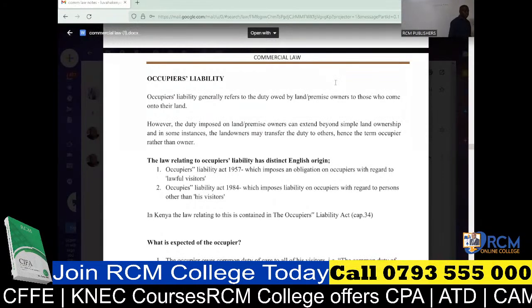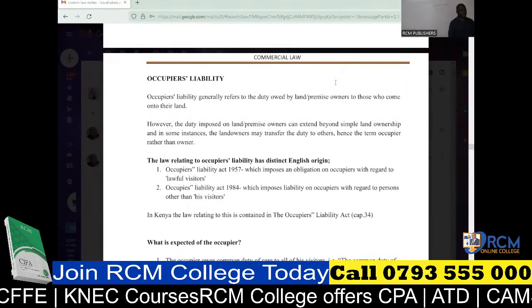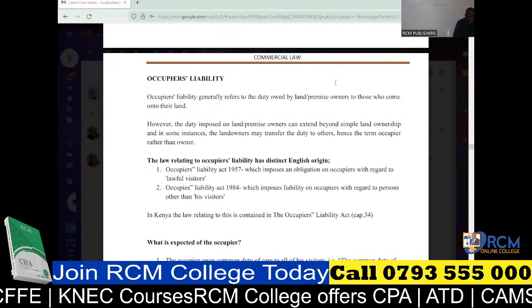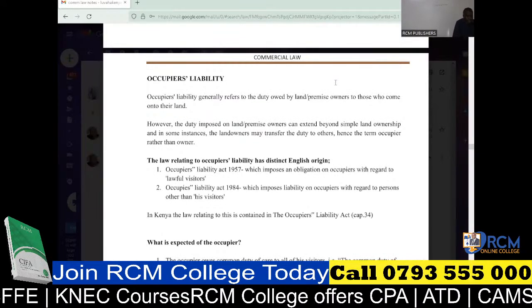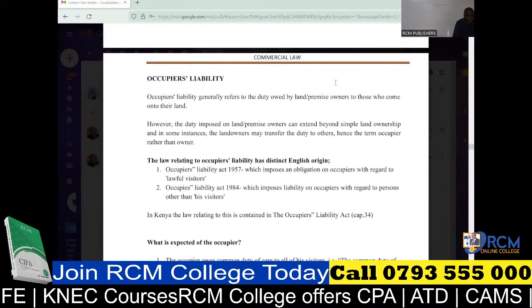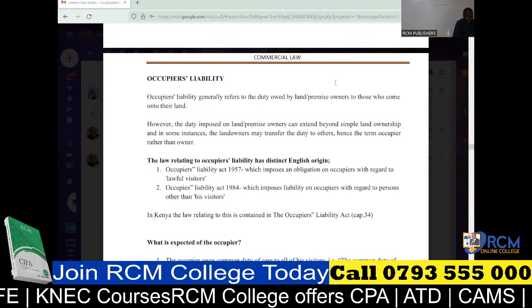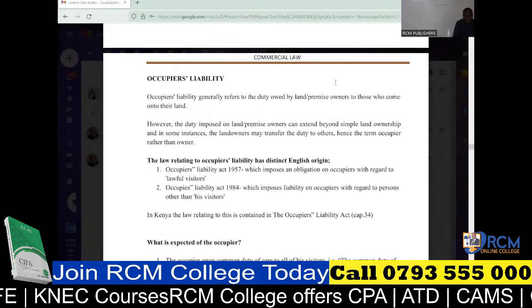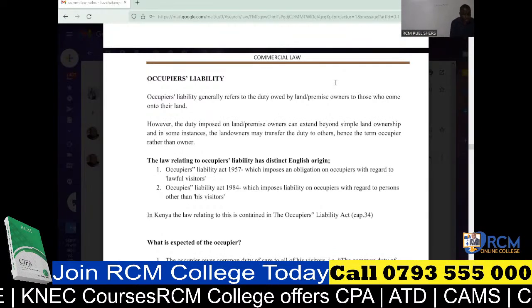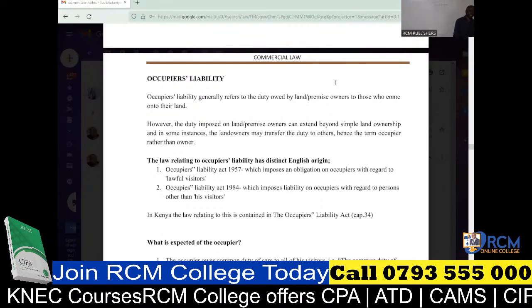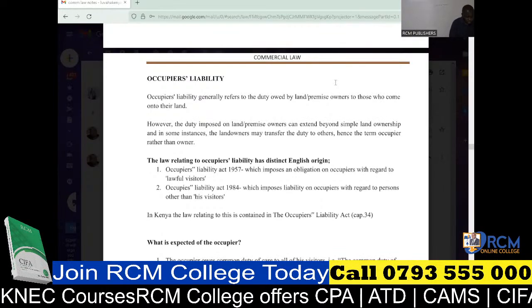So we can wind up by looking at occupier's liability. So what is occupier's liability? What we mean by occupier's liability, just from the word occupy or occupier, is someone who is occupying a property. So what are his duties and how can he be held responsible or liable?